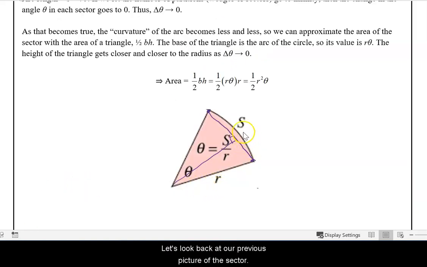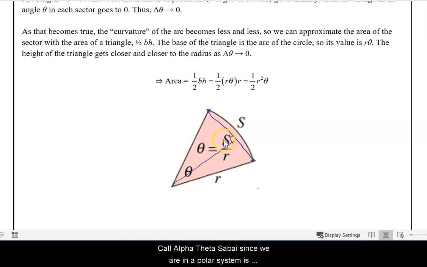Now, where is the delta theta and the f of theta sub i coming from? Let's look back at our previous picture of the sector. Remember that the formula is here, 1/2 r squared theta. Delta theta then is the measure of this angle here inside of each individual sector. Delta theta is the change in the angle inside that tiny little wedge. What about the f of theta sub i?